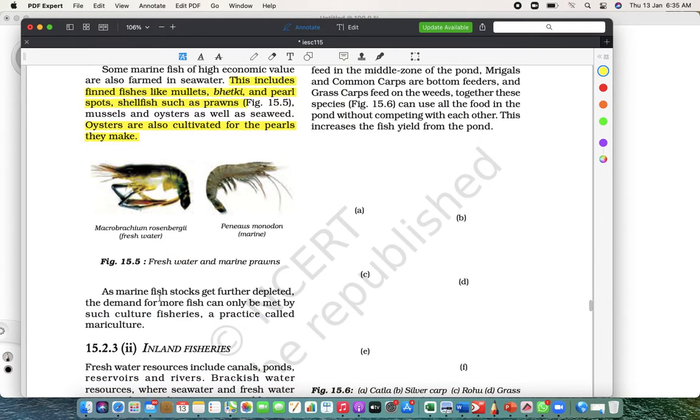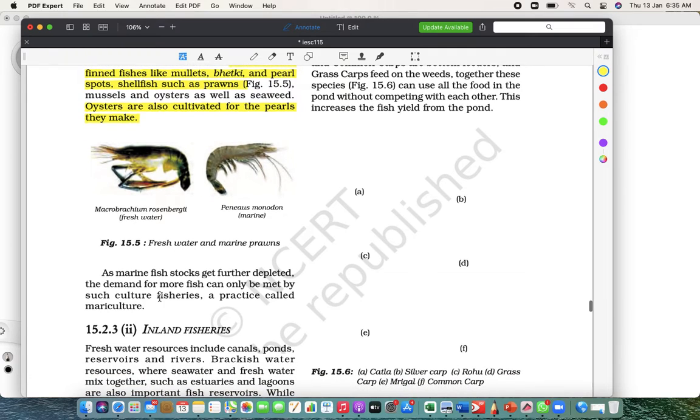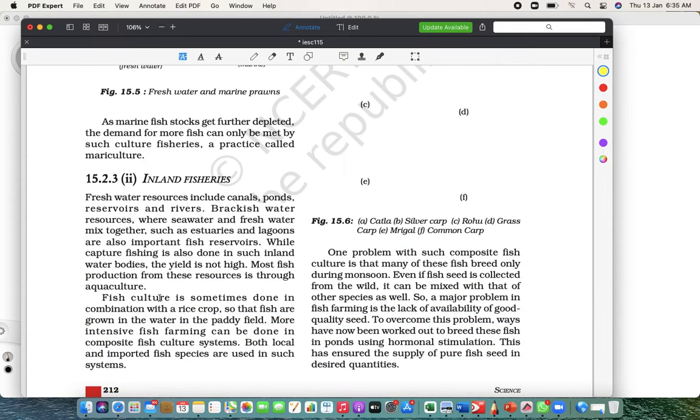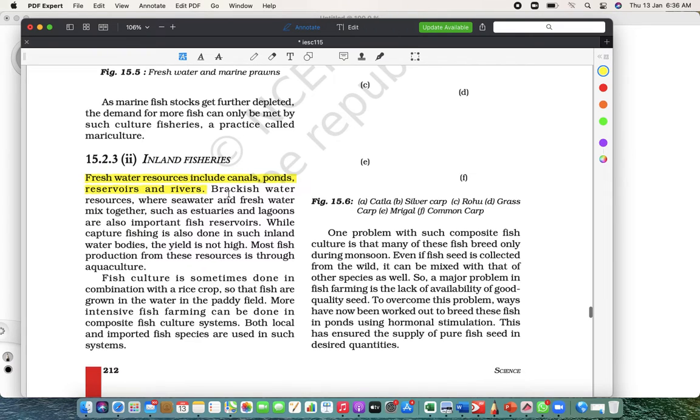Marine fish stocks get further depleted, and more fish can only be met by culture fishing. So basically, marine fish are decreasing day by day. That is the reason people have started inland fishery. Inland fishery is what? We make canals, ponds, reservoirs, and rivers, and from those we do fishing. Those are freshwater resources.